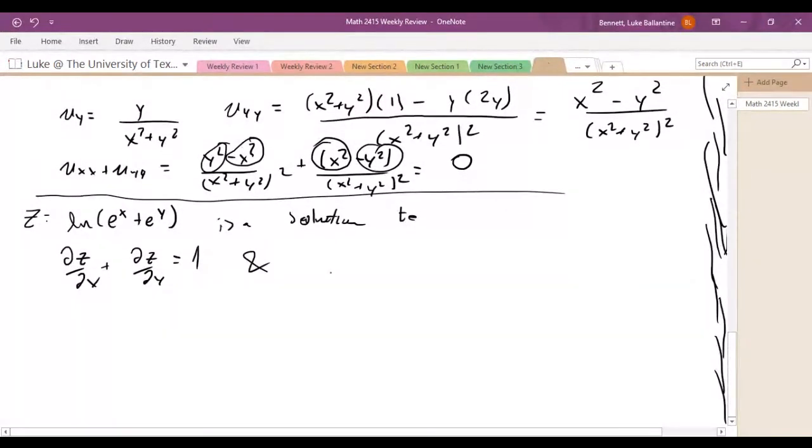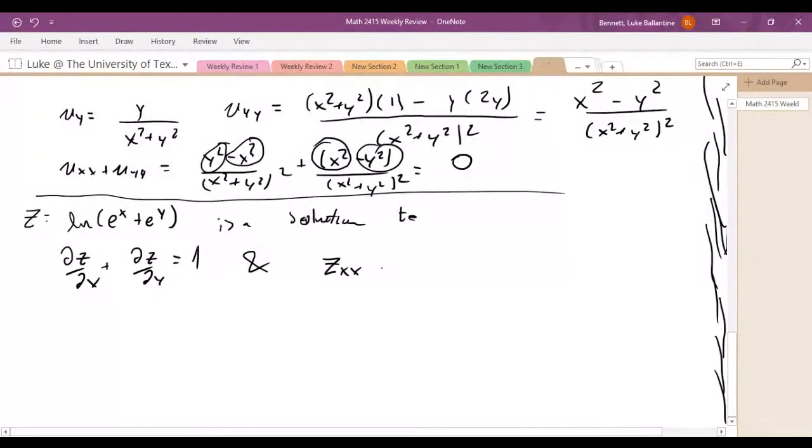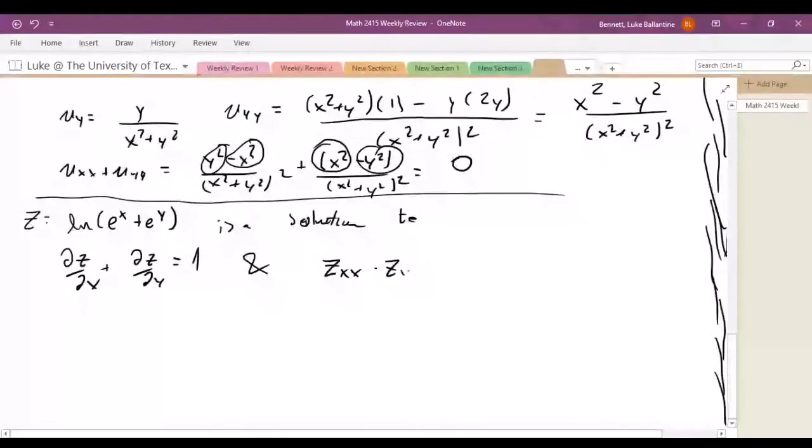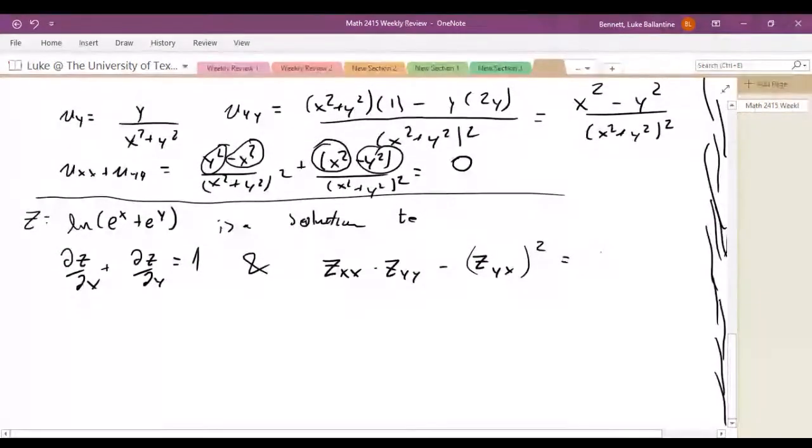And we're going to do different notation. We have z sub xx times z sub yy minus z sub yx, or z sub xy, squared, is equal to 0.